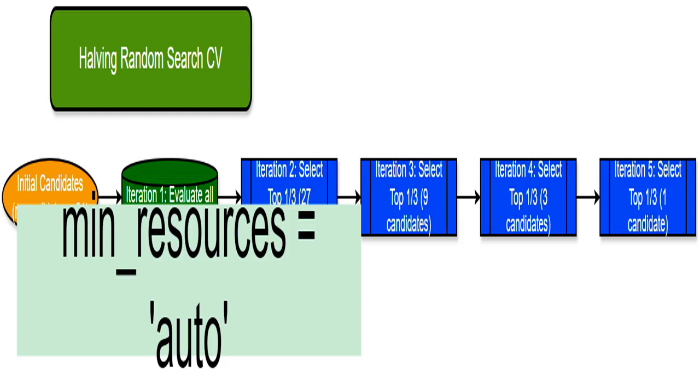Setting min_resources to auto means that I let scikit-learn automatically determine the minimum amount of data, like training samples, needed to evaluate each candidate model. It's a smart way to avoid wasting resources on very small datasets.